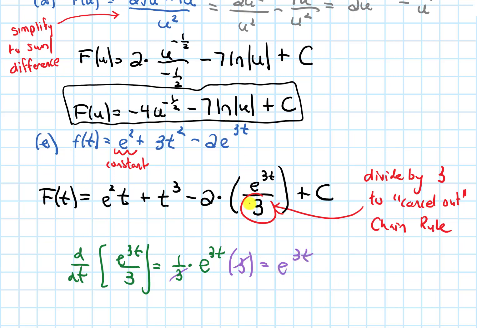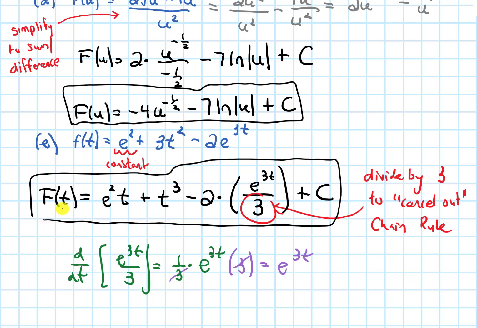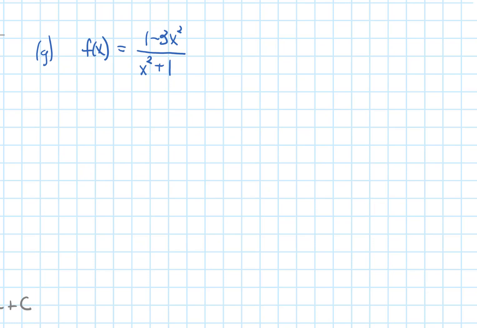Okay, so putting that 3 on the bottom is necessary to taking this antiderivative of e to the 3t. Okay, but this is my answer. That is my antiderivative. All right, so let's end this video with part G.